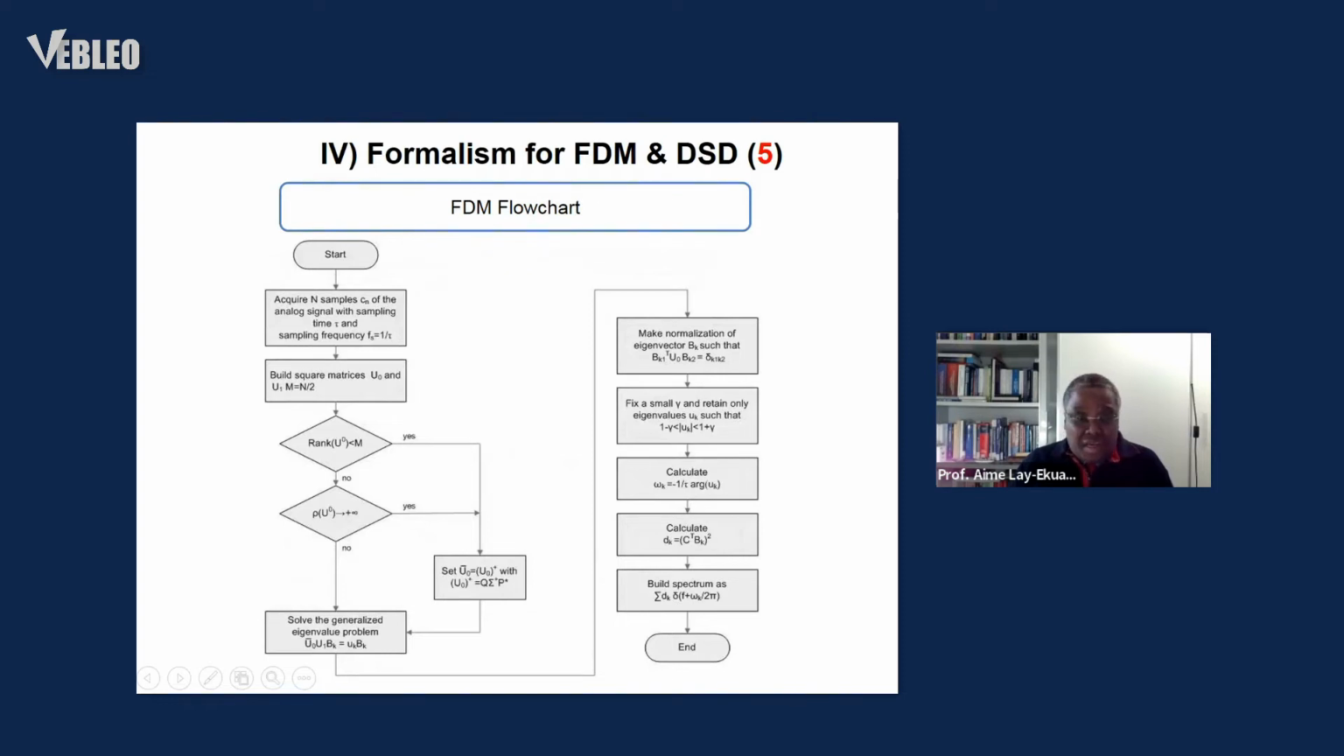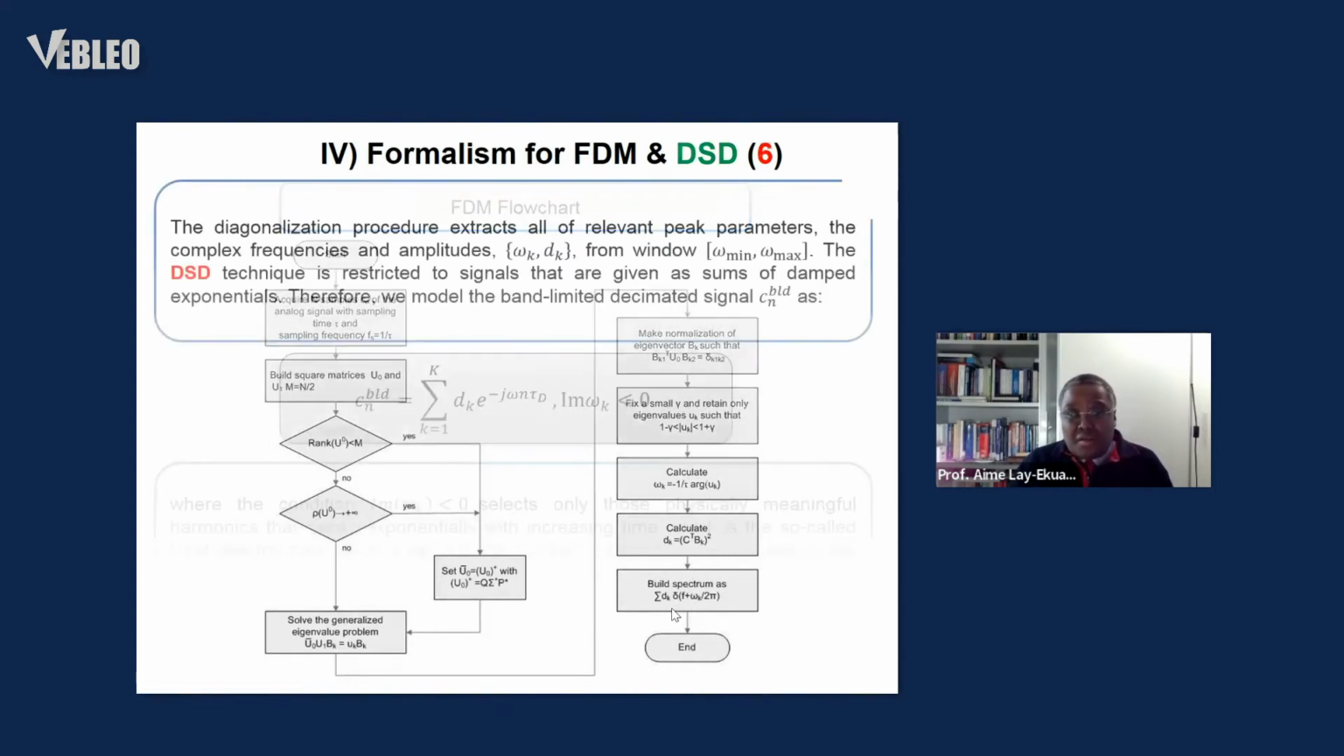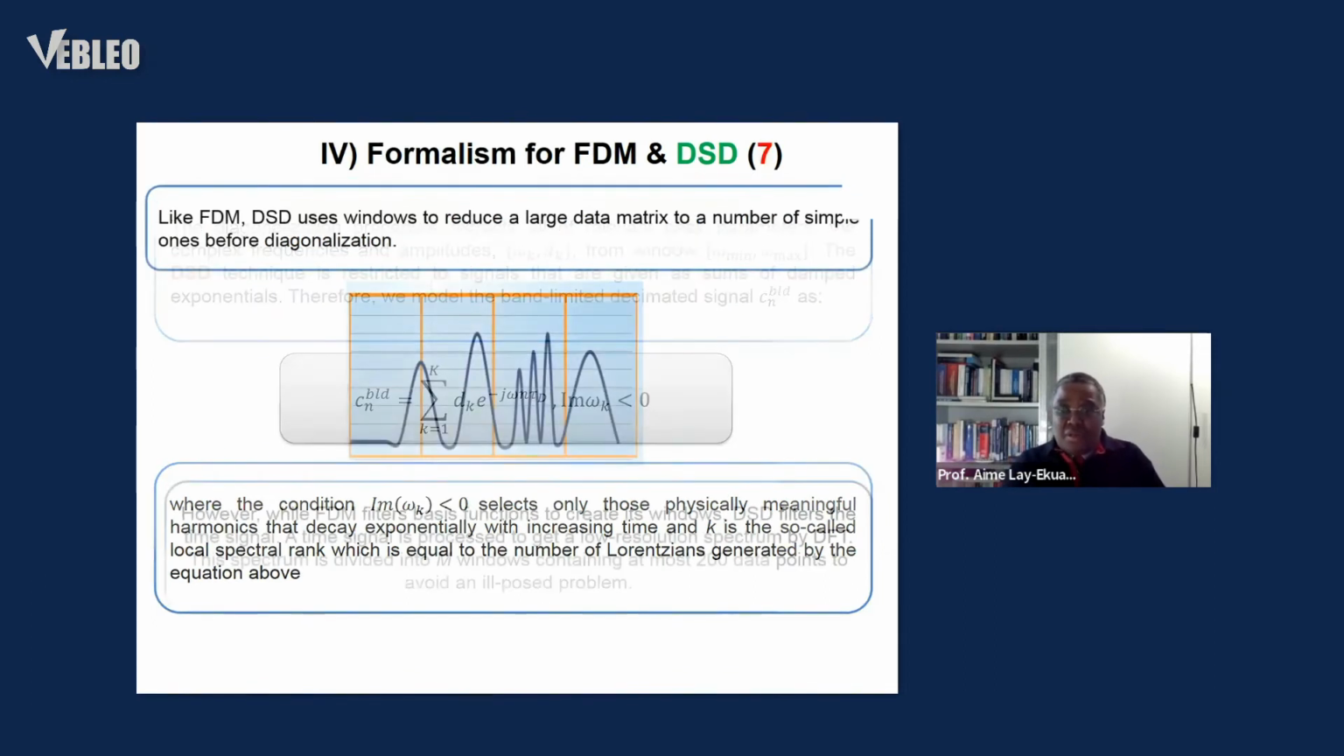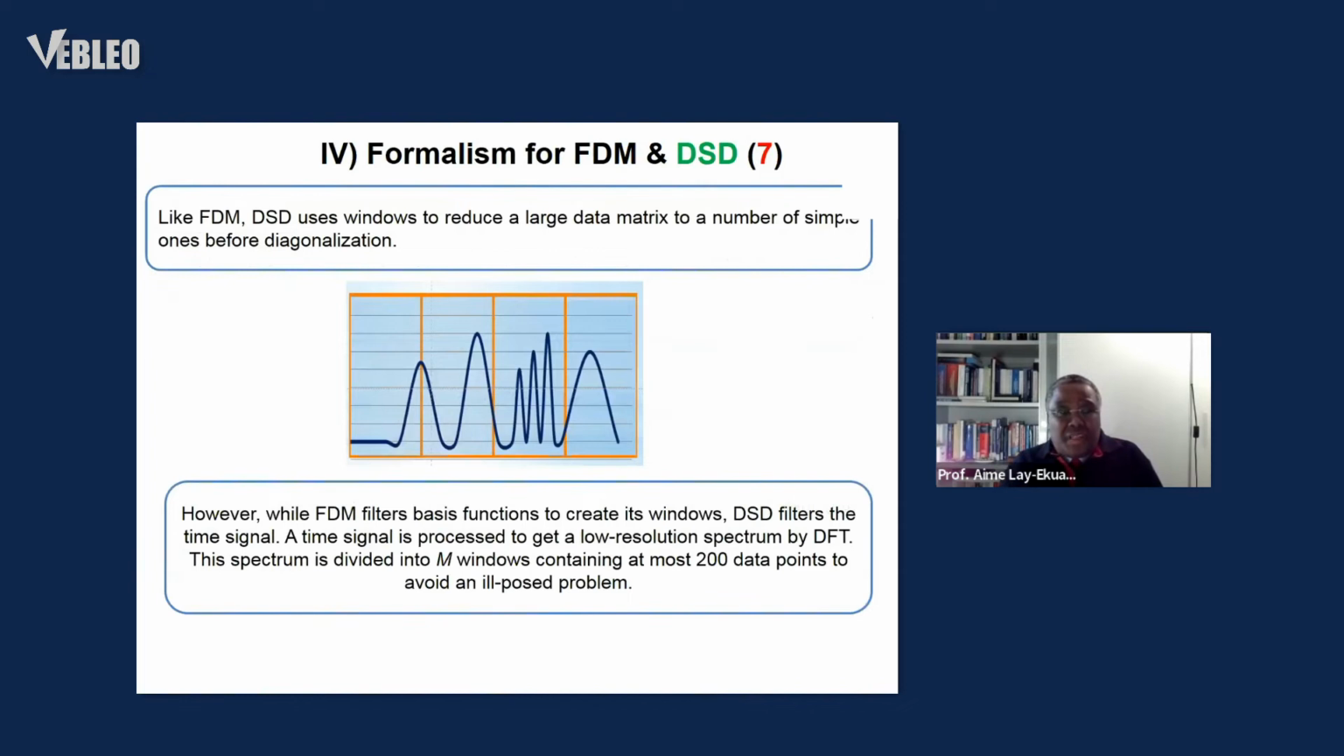This is a summary of the FDM flowchart algorithm, where we have to calculate to build the spectrum, including the amplitude and the frequency. The second algorithm, as an advanced transform, is the DSD. The DSD is based on the FDM. What is the difference with the FFT and what is the difference with the FDM?